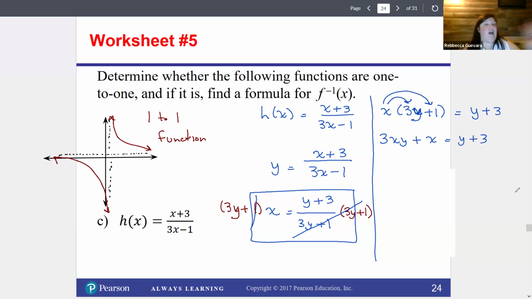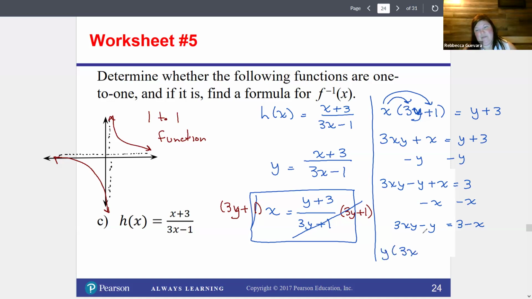So I'm going to put my y's to one side. It doesn't matter which one I do, but I'm going to just subtract this y to get it over here. Then anything without a y, I want on the other side. So I'm going to subtract x from both sides. So now that I did that, what I see here is that I have a y and a y. So we're just going to do some factoring. I can factor a y out of both of those. So if I do, that's going to leave me with 3x minus 1.